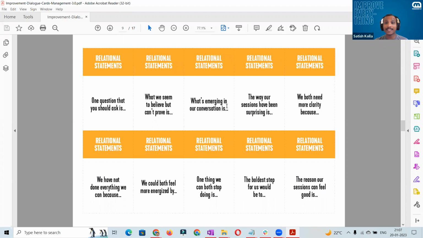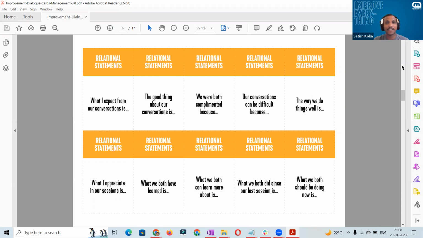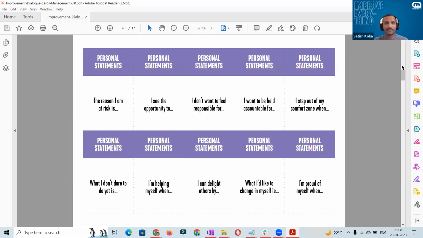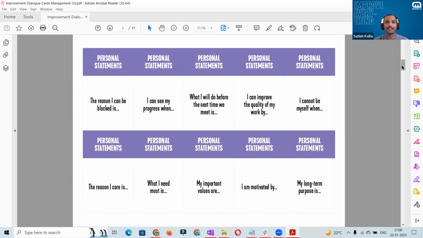Right? And yes, what's emerging in our conversation? We both need more clarity because something is a gap, something is lagging, or something is not clear. So we can make use of these statements as required from the context perspective, and we can take it further.